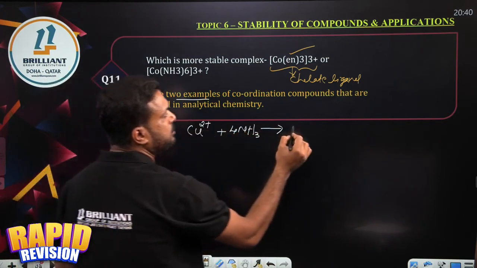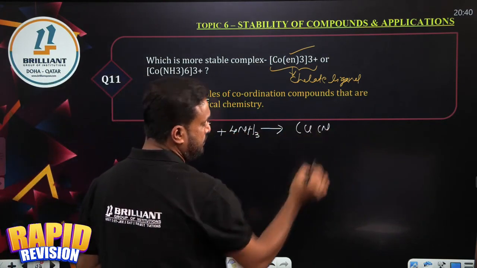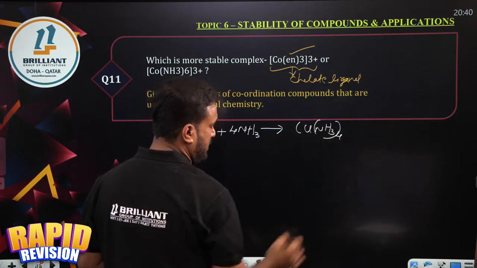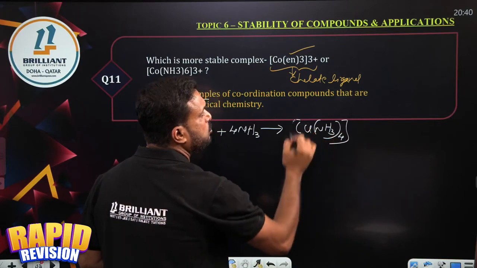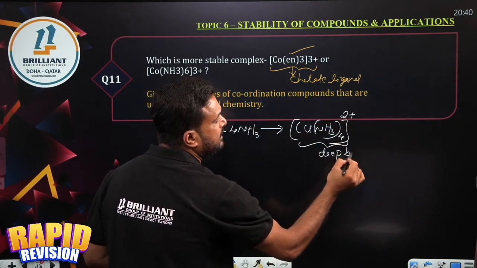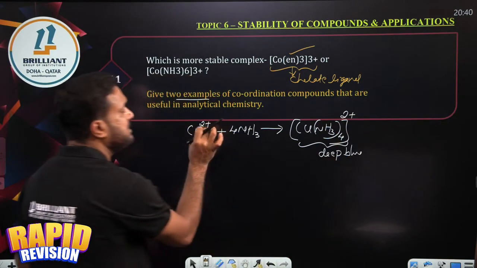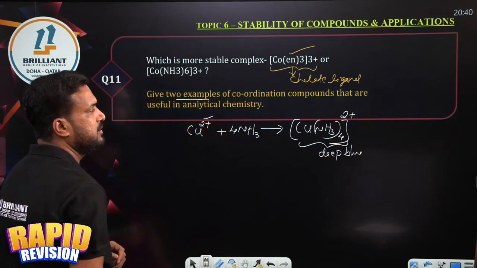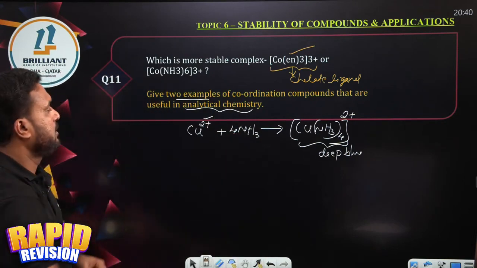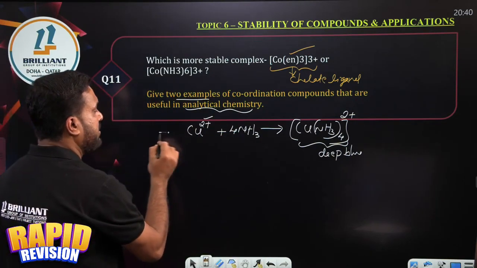So when NH3 is added to Cu2+, you will get [Cu(NH3)4]2+. What is the color of this one? Deep blue. So if you get deep blue color, then it is confirmed that Cu2+ ion is there. That is called analytical chemistry analysis, qualitative analysis. This is the first one.